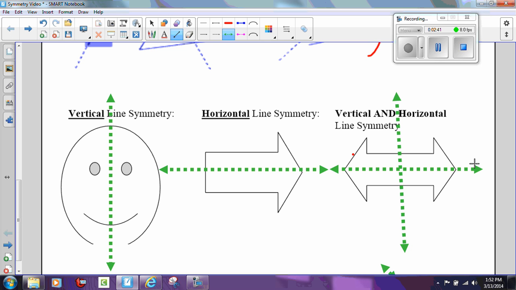Now, at this point, I want you to pause the video again and go find all of the lines of symmetry for the regular polygons on your paper. See if you are able to generalize a rule about the relationship between the number of lines of symmetry for a polygon and the number of sides that it has.